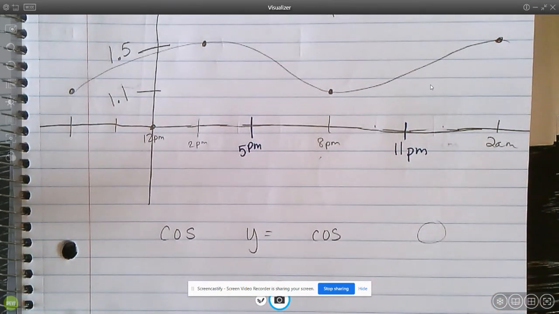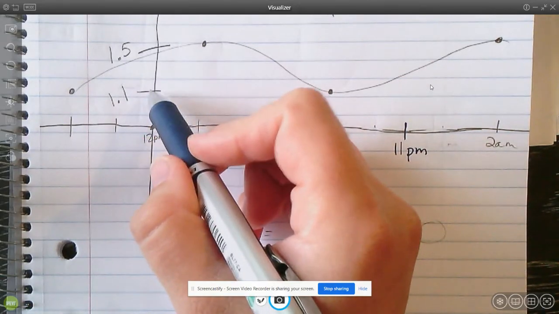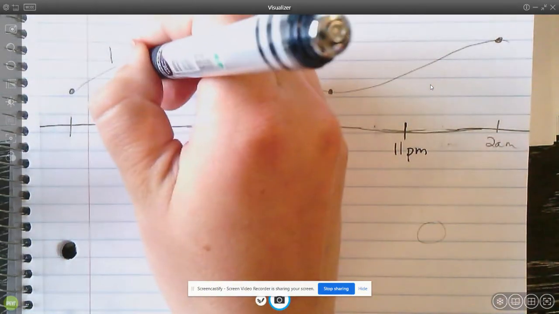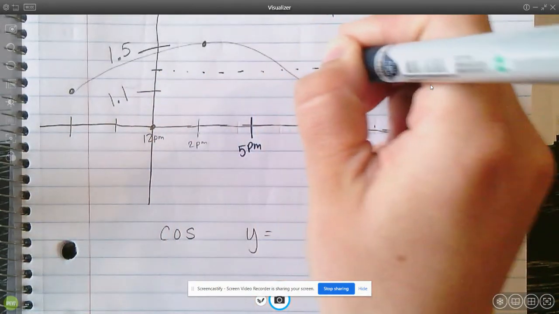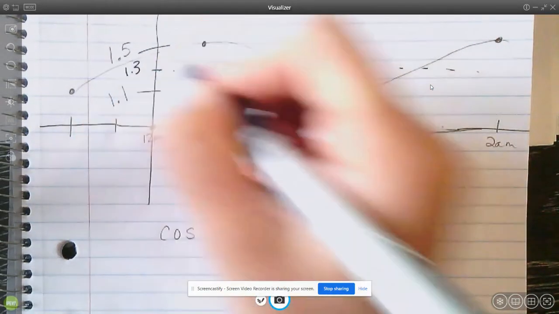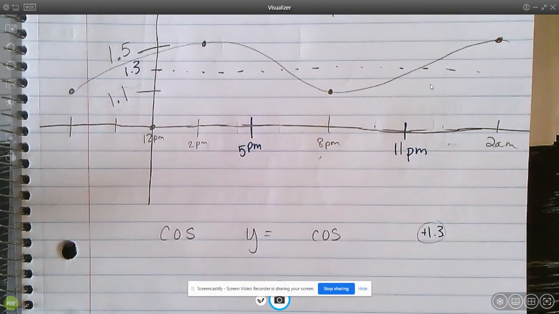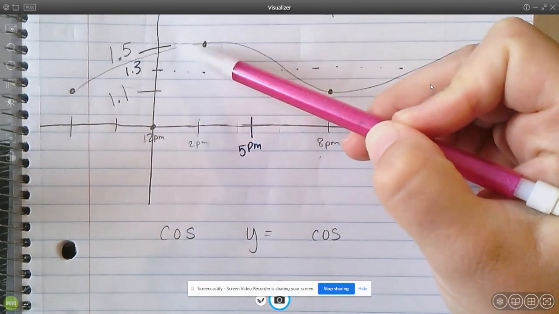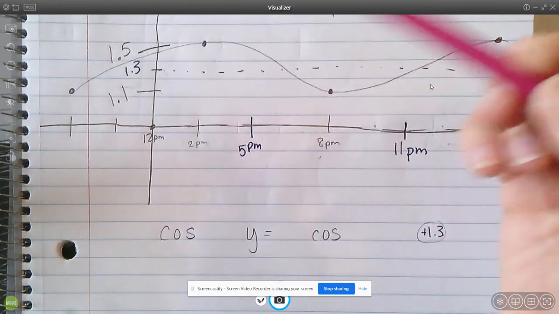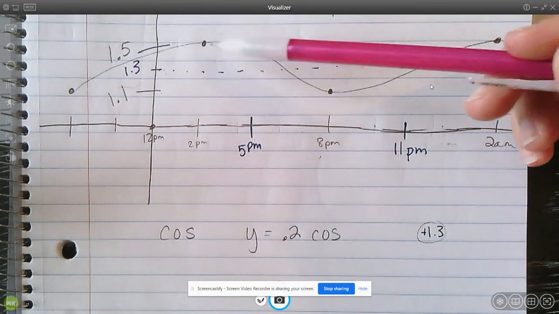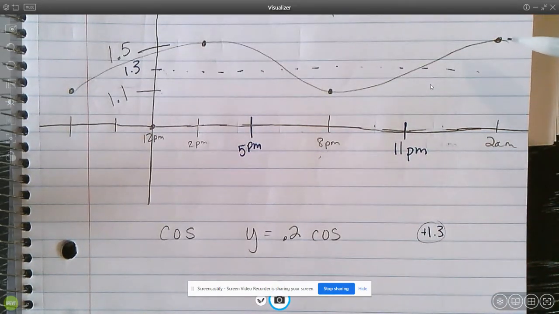All right, so let's start with our y displacement. So we have to find our midline. So our midline is halfway in between 1.1 and 1.5. So that's going to be 1.3. So midline is at 1.3. So we know we went up 1.3. Then let's look at our amplitude. So our amplitude is from 1.3 to 1.5, or 1.1 to 1.3, which is 0.2. So we went up 0.2. Cosine starts high. So high, O, low, so it's positive.